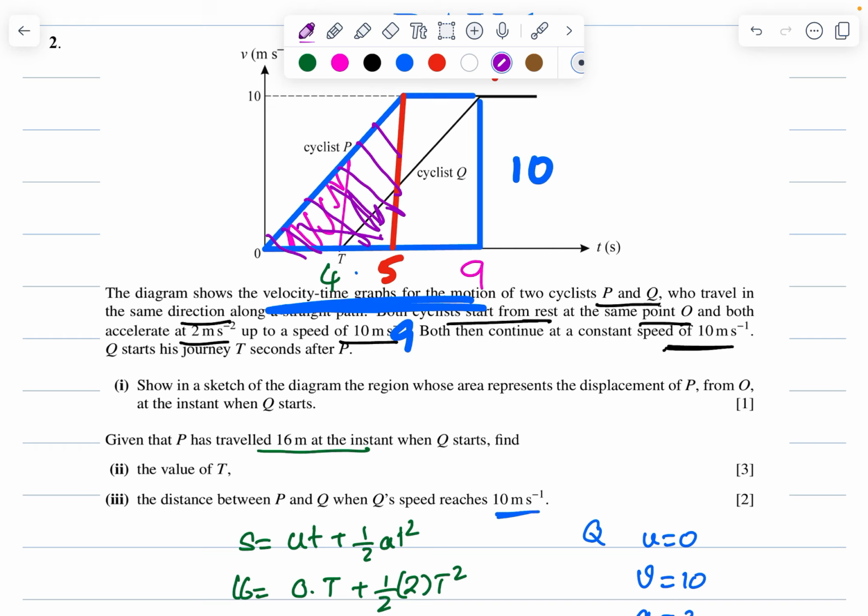So I take the area of the trapezium minus the area of the triangle. The area of the trapezium minus the area of the triangle will be the distance between P and Q.